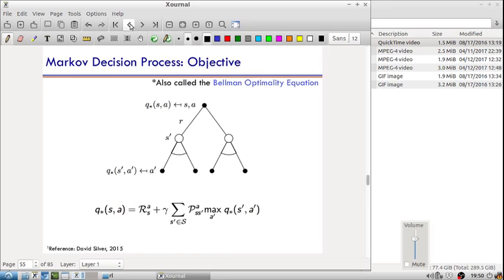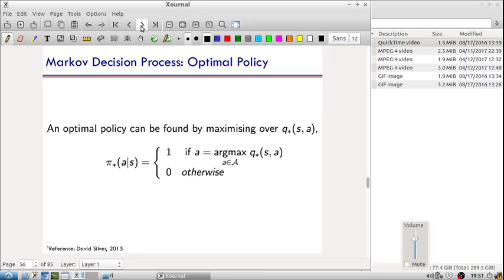Why do we care about q star of s comma a or v star of s? These are the best values, not the policy. You can actually backtrack what the best policy is if you knew the values. If you knew q star of s comma a, then the policy should just be to take the action that maximizes q star of s comma a. If you knew these numbers, then in a given state you'll have one number per action.